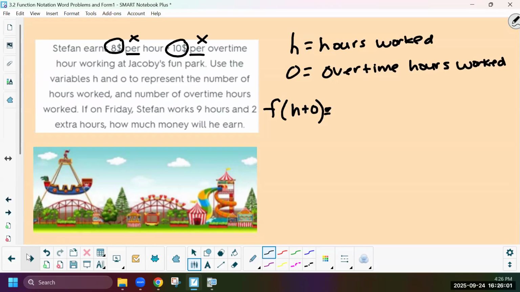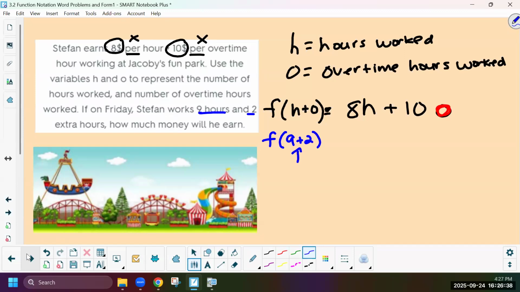Okay. So when it comes to his time worked, it's going to be $8 per hour regular time plus $10 for his overtime. All right, and I'm going to make that a different color. It's a little hard to see. I don't want that to look like 100. We'll make it an O for overtime. Okay, so now all we have to do is substitute 9 in for H and 2 in for our O. I'm just putting 9 plus 2 there.